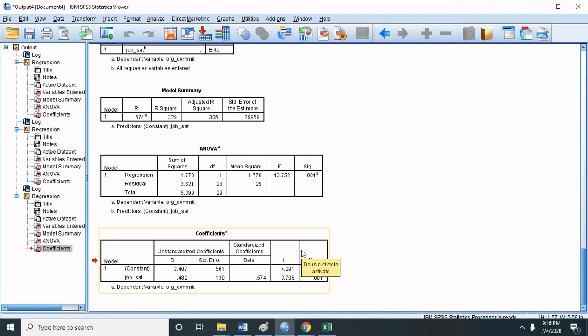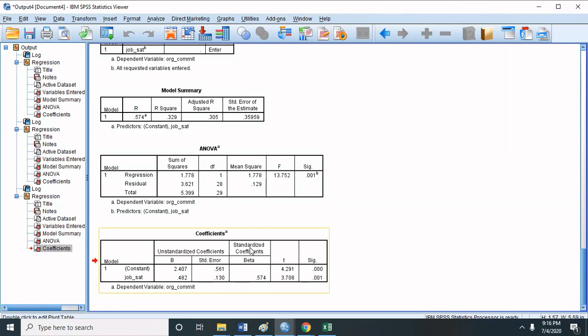In the coefficients table, let's look at first the p-value. So the p-value is 0.001, which is less than 0.05. This means that job satisfaction significantly predicts organizational commitment. So since the result is significant, you look at the beta values. The beta values have unstandardized and standardized beta. But for easier interpretation, we can use the standardized beta.